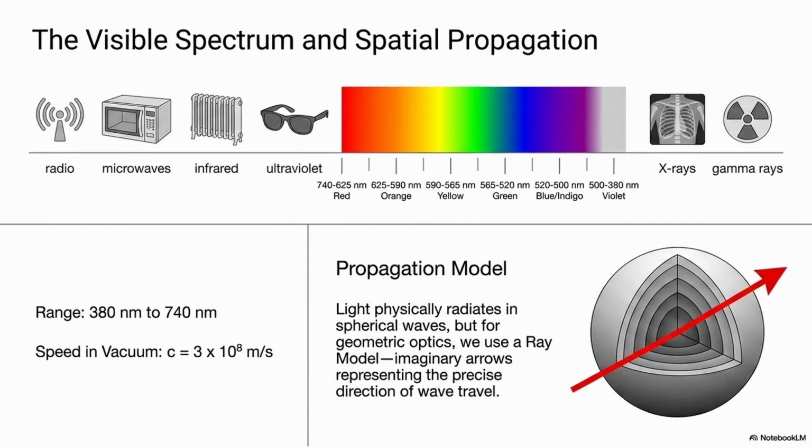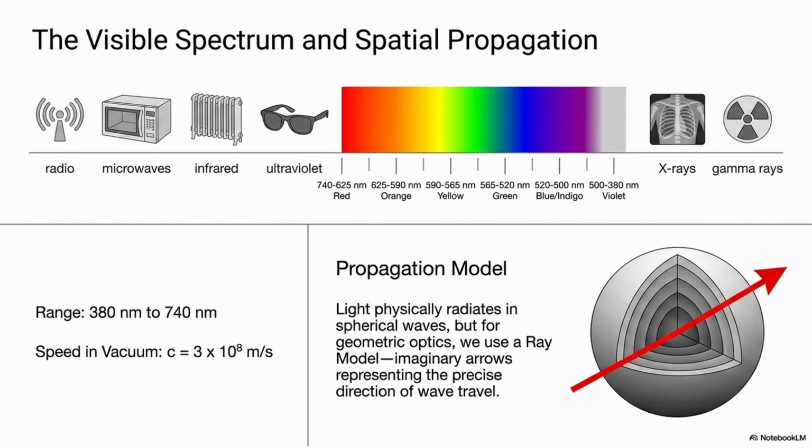Mind-blowing. And in a vacuum, every single one of them is tearing through space at the exact same speed, 3 times 10 to the 8th meters per second. Which is roughly 186,000 miles per second. But how it physically moves is kind of strange. The visualization here shows light radiating in expanding spherical waves. I'm picturing dropping a pebble into a pond, but instead of flat ripples, it's this expanding 3D sphere. That is the physical reality, yeah.